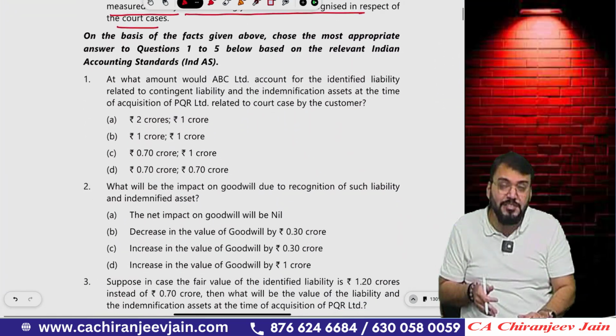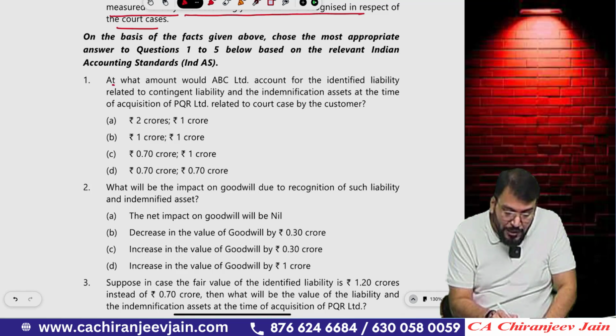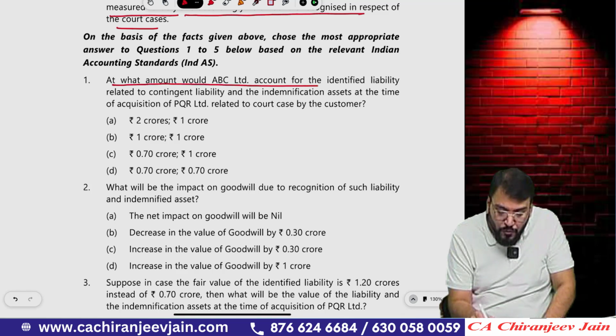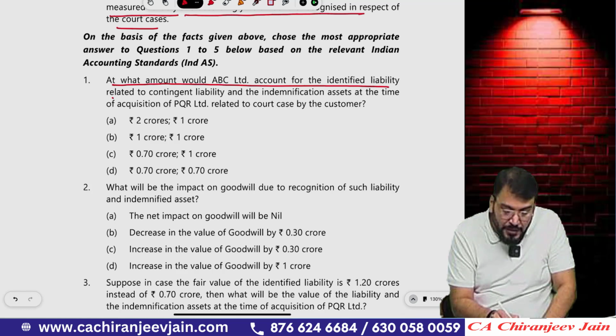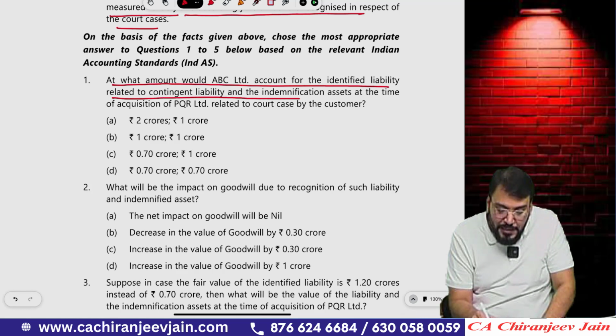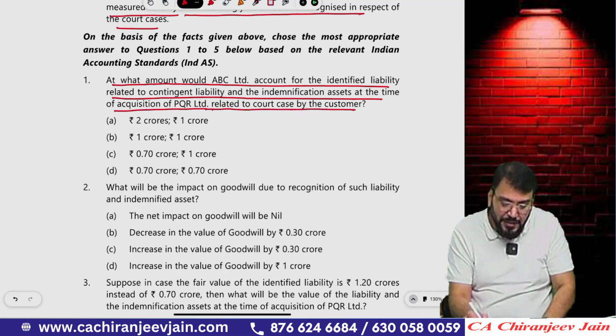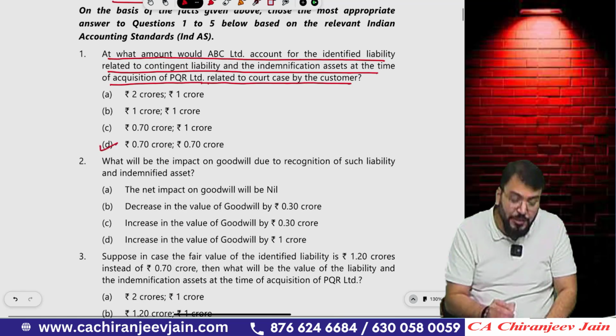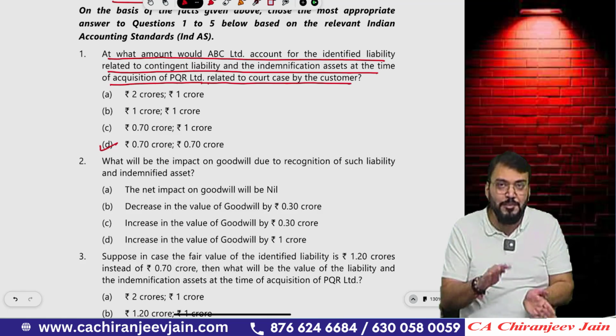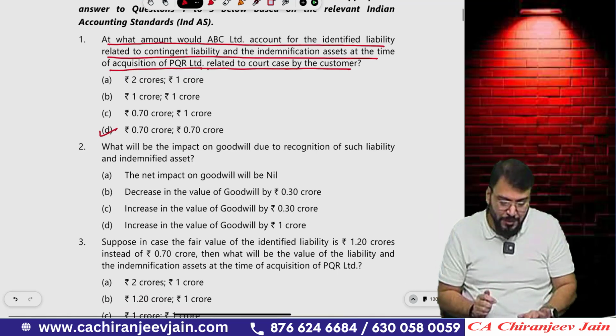Now let us understand each MCQ. At what amount would ABC Limited account for the indemnified liability related to contingent liability and indemnification asset at the time of acquisition of PQI Limited related to the court case by the customer? So it will be point number D. Option number D will be correct. 0.70, 0.70. I hope these two you have understood.